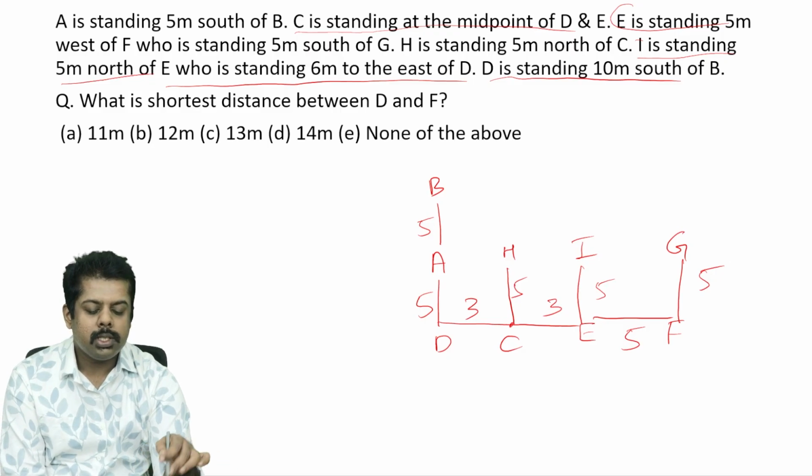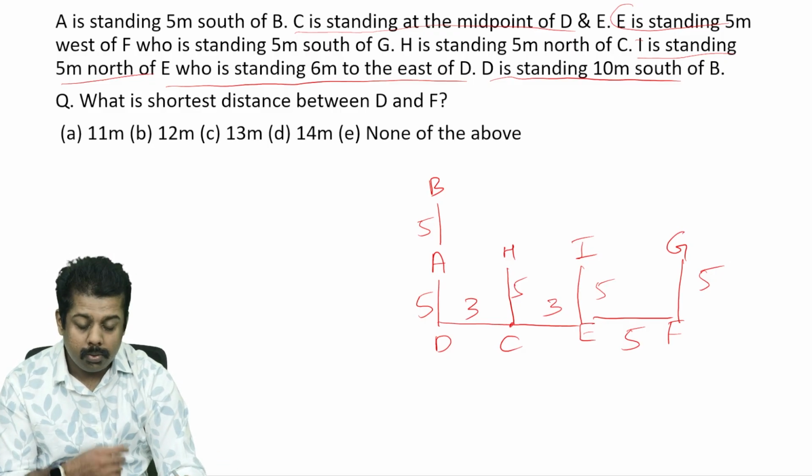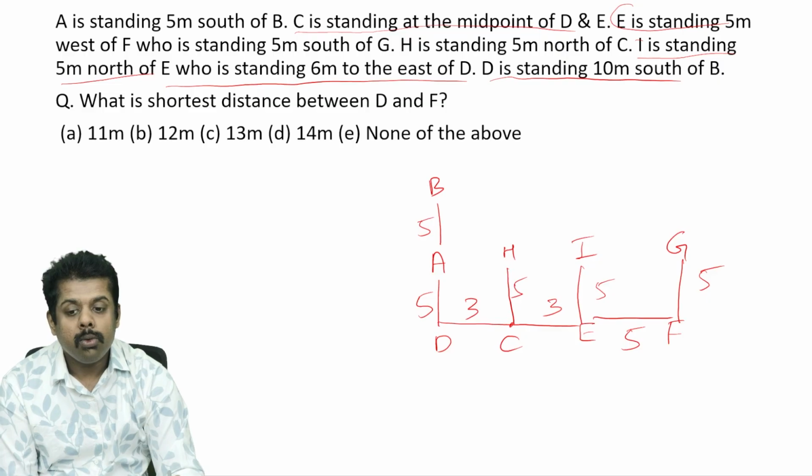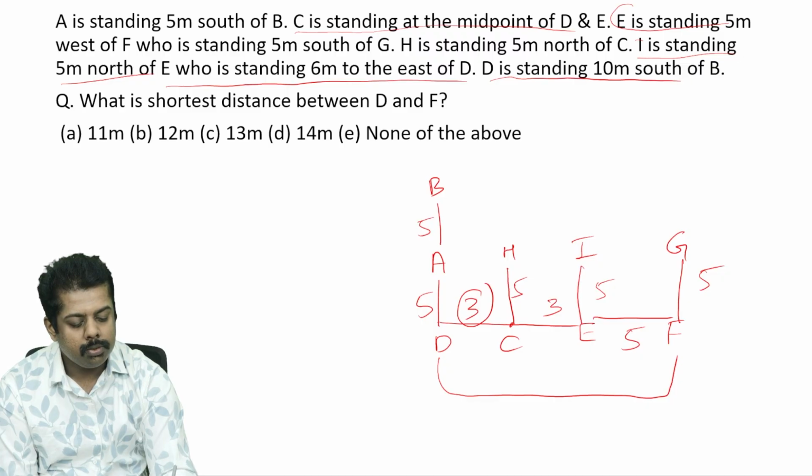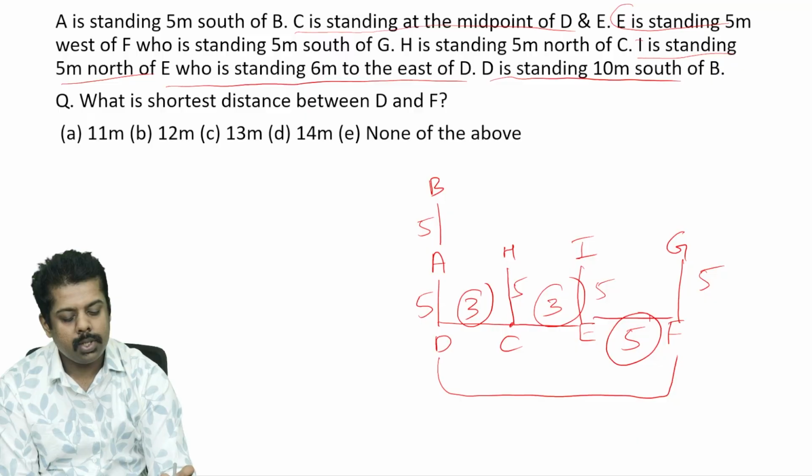Okay, so this has to be the final diagram. Now, what is the question that they have asked? What is the shortest distance between D and F? So this is the distance they have asked. It is the addition of 3, 3 and 5. So 3 plus 3 is 6, 6 plus 5 is 11.